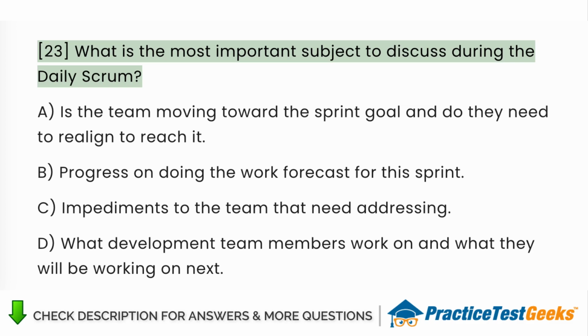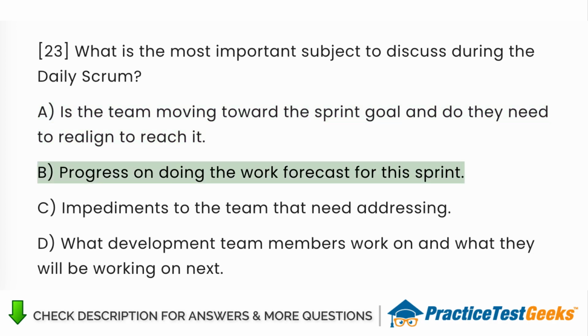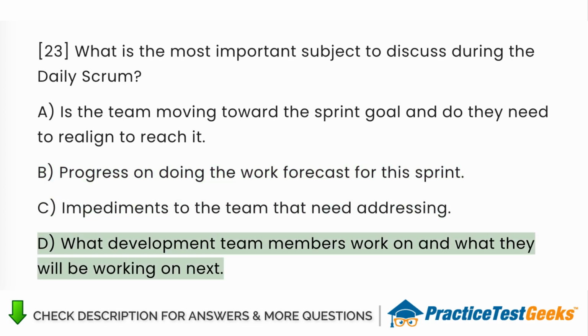What is the most important subject to discuss during the daily scrum? A. Is the team moving toward the sprint goal and do they need to realign to reach it? B. Progress on doing the work forecast for this sprint. C. Impediments to the team that need addressing. D. What development team members work on and what they will be working on next.